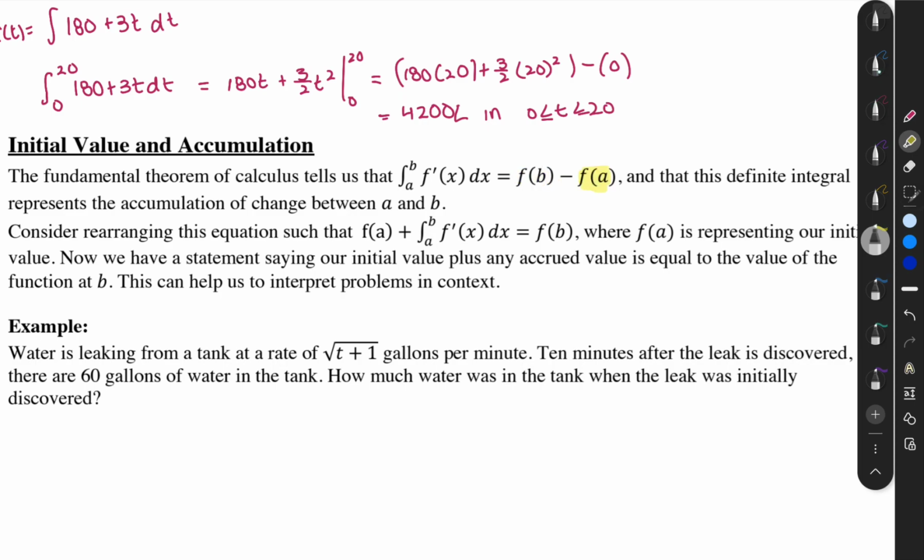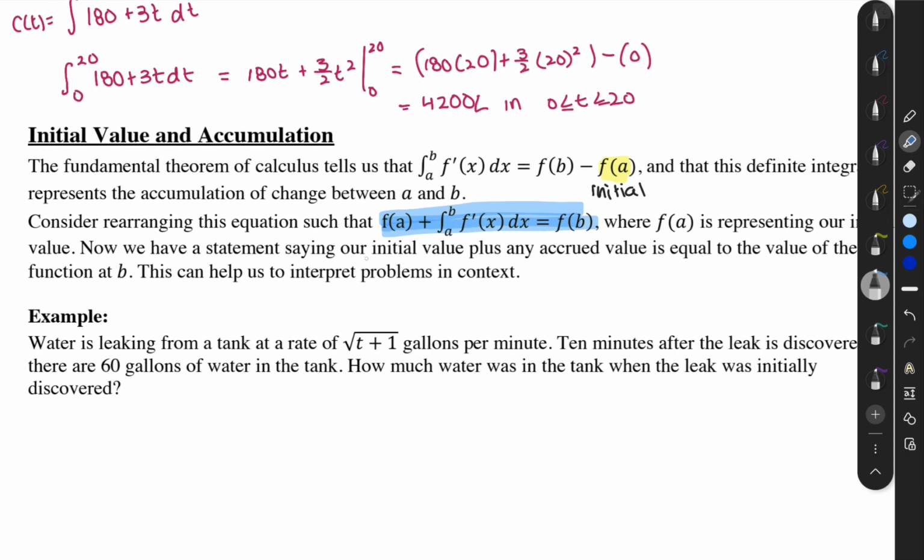And specifically, if I have some initial amount, that is f of a. That is how much my current value is, my current function capacity is at that original, that lower bound of my integral, at the starting point, basically. And so if I rearrange this, if I add f of a to both sides, I get a slightly different looking function, but it's the same thing.